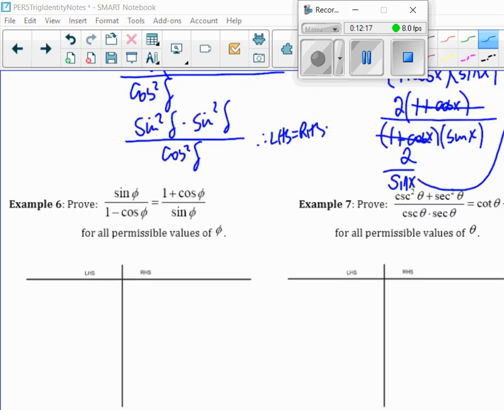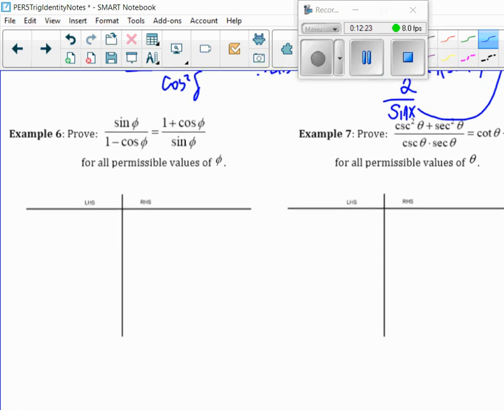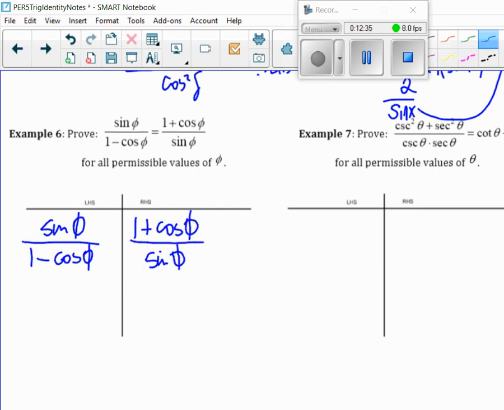Does anybody remember what this Greek letter was again? Phi. Okay, so sine phi over 1 minus cos phi equals 1 plus cos phi over sine phi. Okay, so what can we do here?